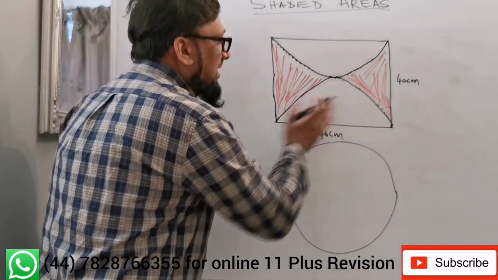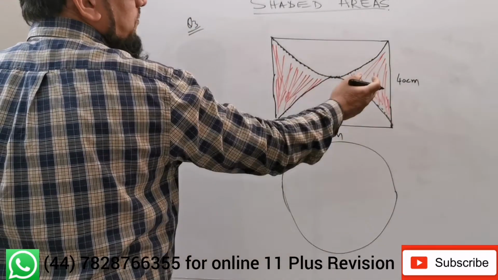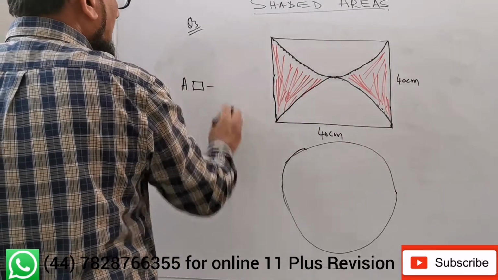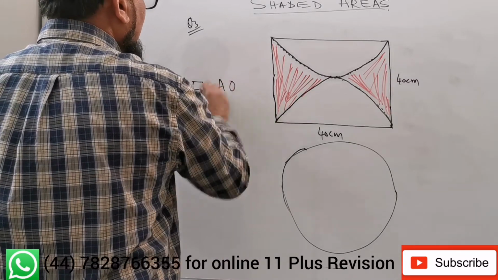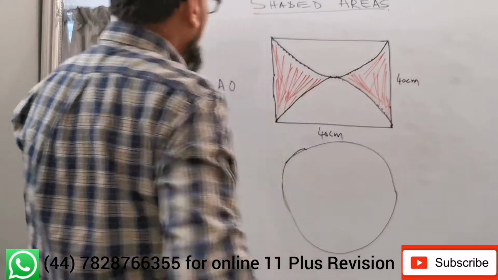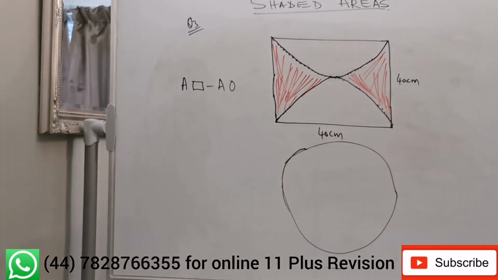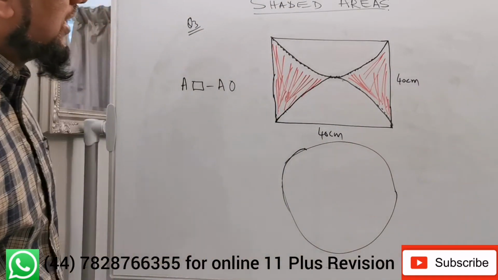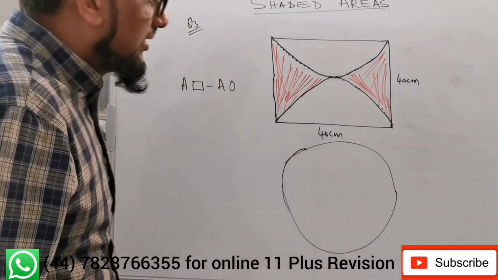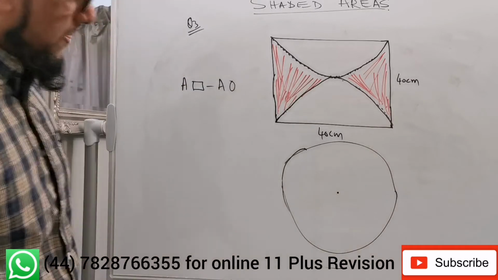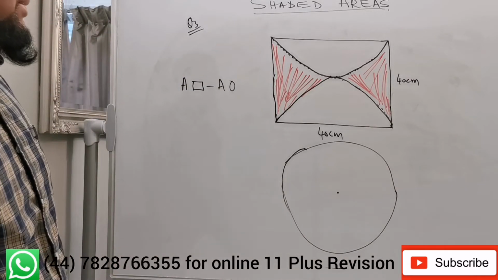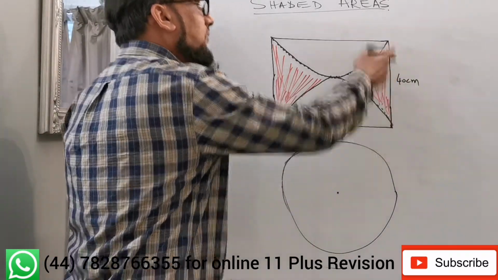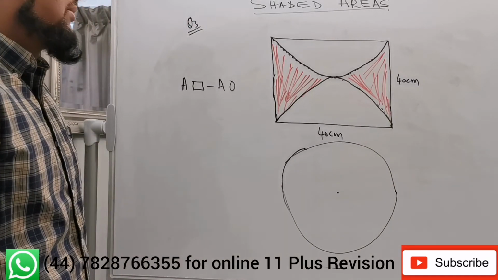So what we do, you split your question like this: area of the square minus area of the circle gives the area of the shaded part. But the problem is how can we find the area of the circle without the radius? We don't know the radius. That's the problem. But if you look, the total length of the square is 40.